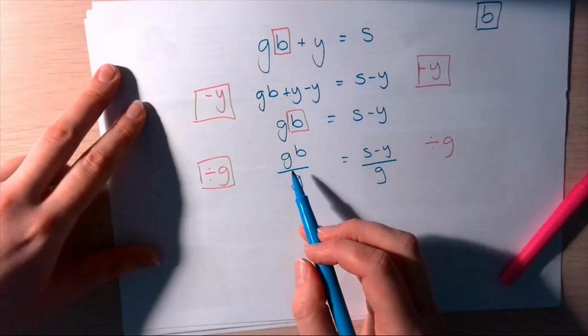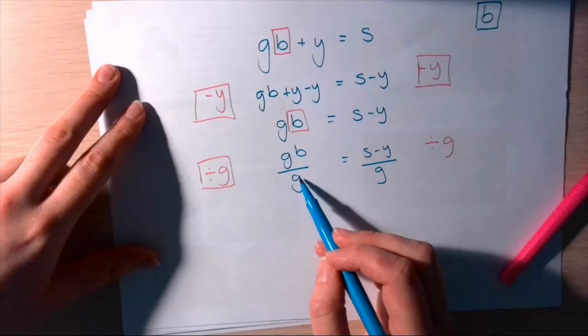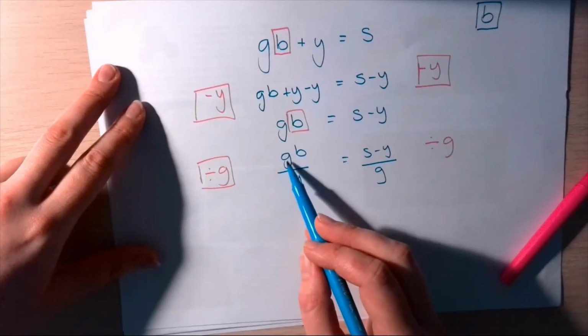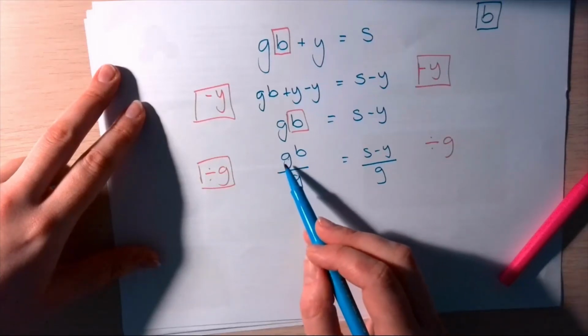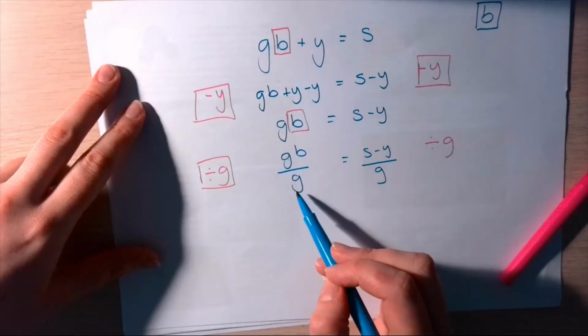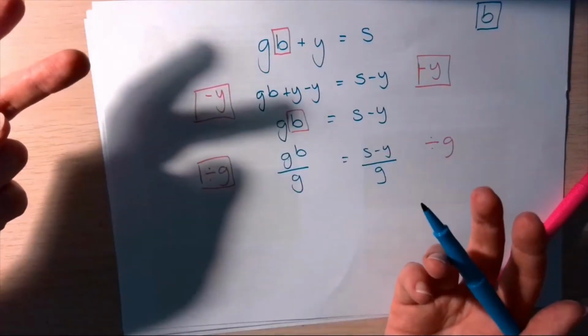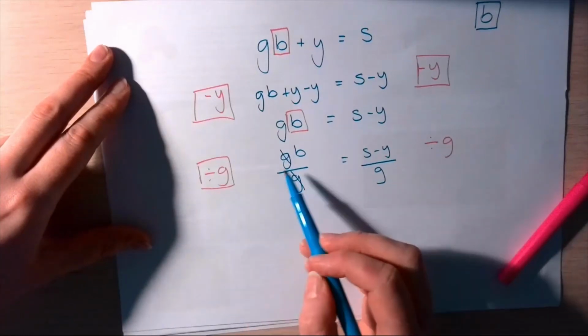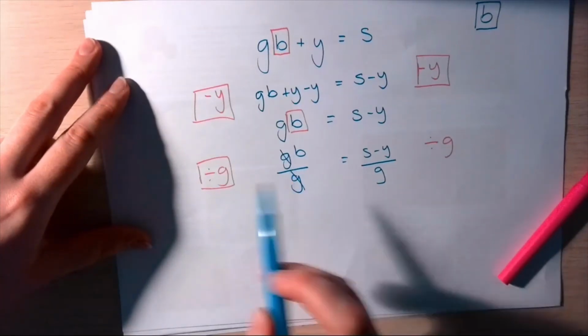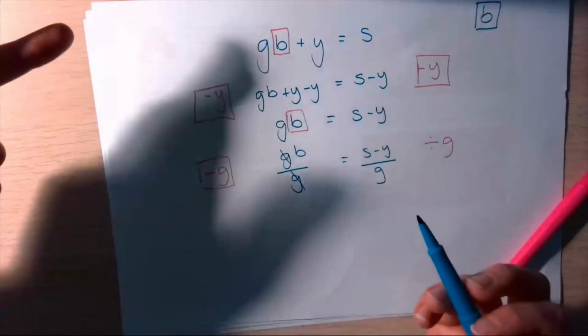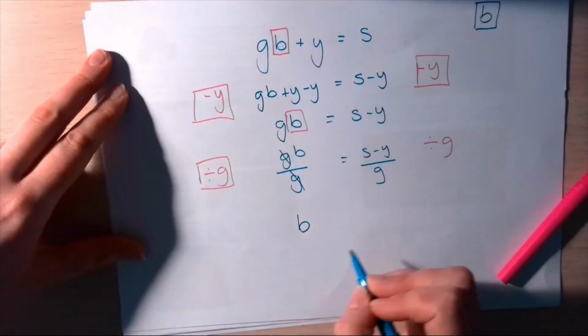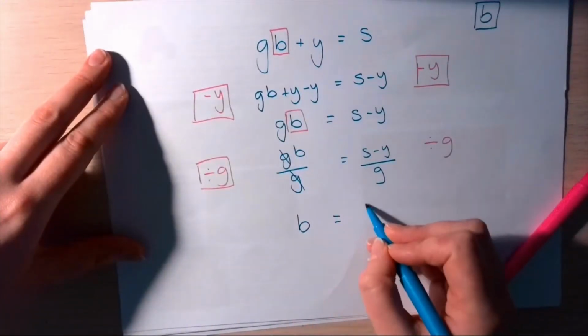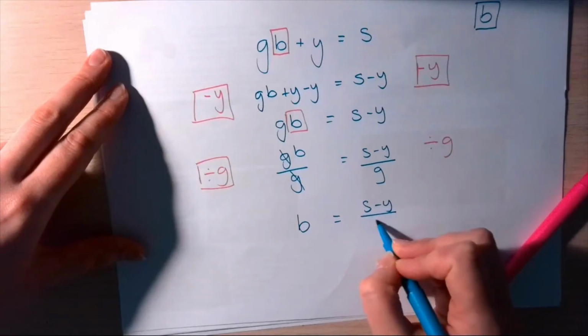And on this side again, you might start to recognise these a bit faster now. We've actually got b being times by g and then divided by g, which means it's just b. These two things get rid of each other, because g divided by g is just 1 and b times 1 is just b. So we just get left with b equals s minus y over g.